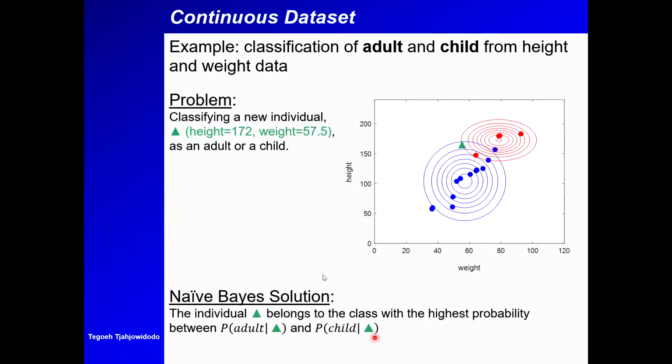The conclusion will be that this new individual will belong to the class where the probability is the highest. So we just have to compare these two probability values. If the probability of adult given this new individual is higher than the probability of a child given this new individual, then this new individual will be categorized as an adult, and otherwise as a child. Okay, so let's try to calculate the probability of adult and probability of child given this new individual.